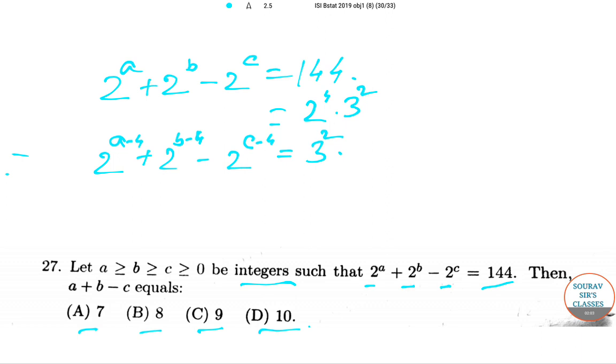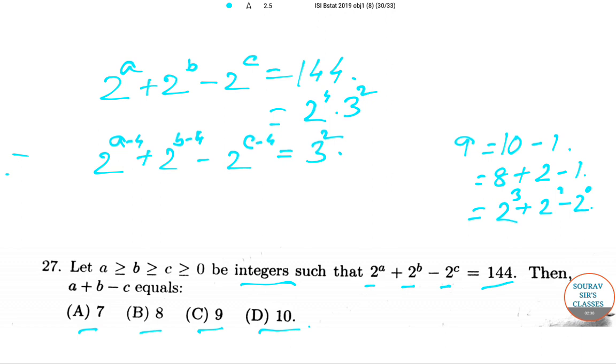Now we get 9, and we can write it in the way 10 minus 1, and that is, we can write it as 8 plus 2 minus 1, and now we can write it as 2 cube plus 2 to the power 1 minus 2 to the power 0.